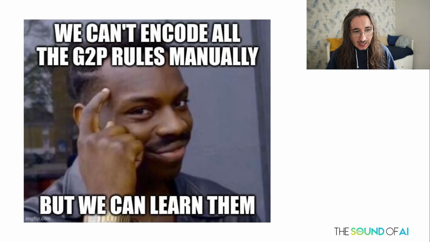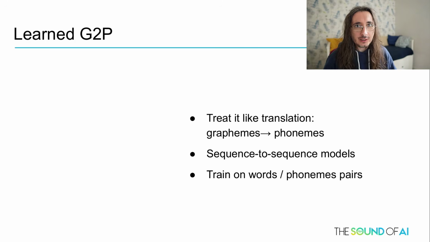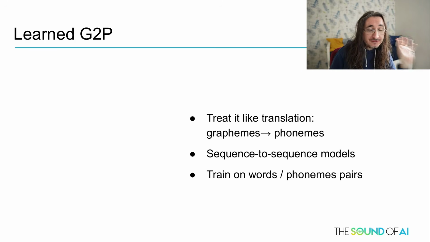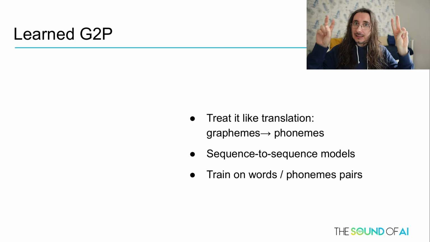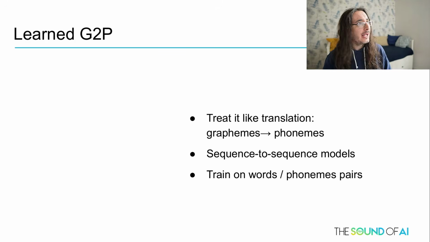an age of deep learning and artificial intelligence, is we can actually learn those rules from data. And that's what learned G2P is. We have neural models that can learn the transformation from graphemes, from characters, to phonemes. So we can treat this G2P problem as a translation problem. We move from graphemes to phonemes, translating from one language to the other, as we would from, say, Italian to French or English to Spanish.